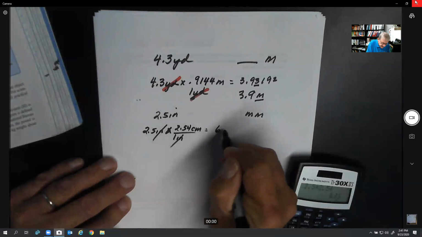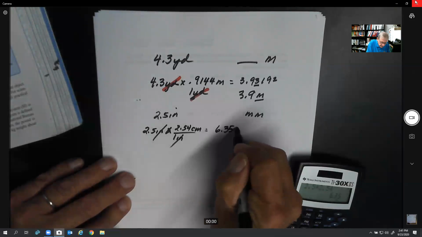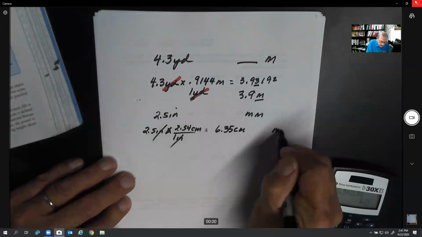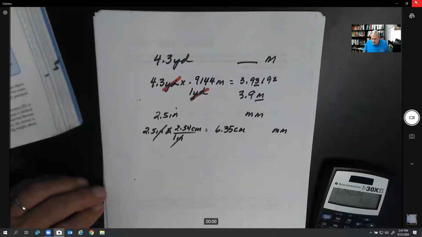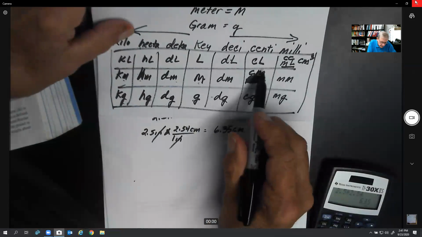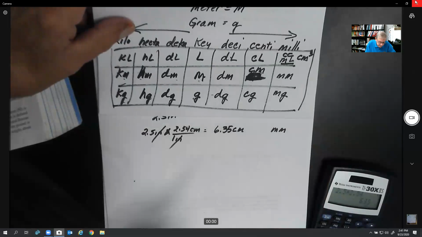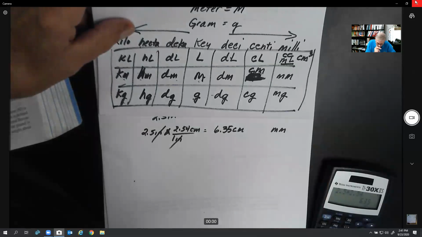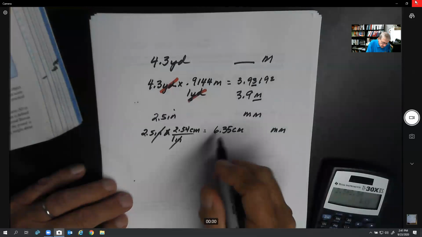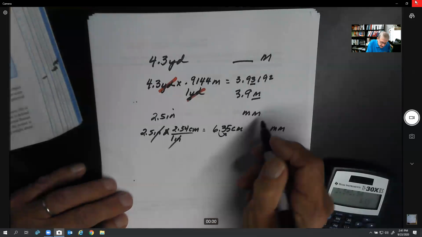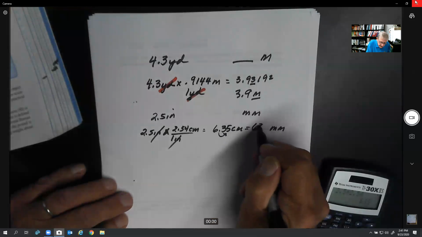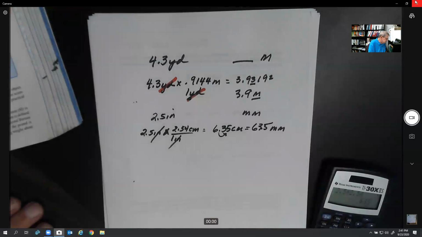But what is that? That's centimeters. And I want millimeters. So I think of my chart, which I can't find real handy. Oh, I got it right here. I want to go from centimeters to millimeters. So I want to move one place to the right. So I'm going to just move this decimal one place to the right, and that'll be 63.5. And now I've got my answer.